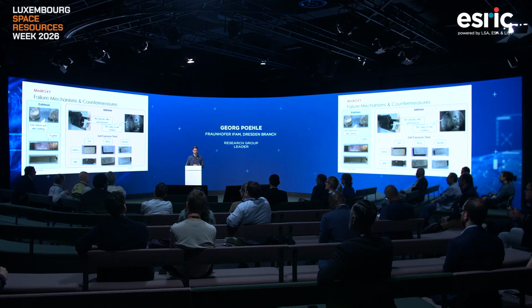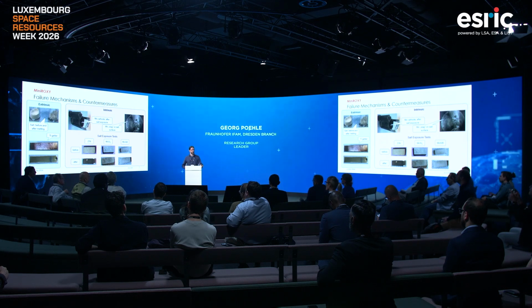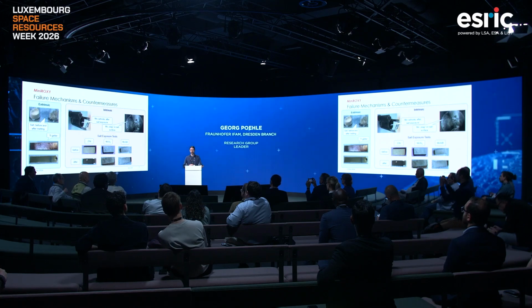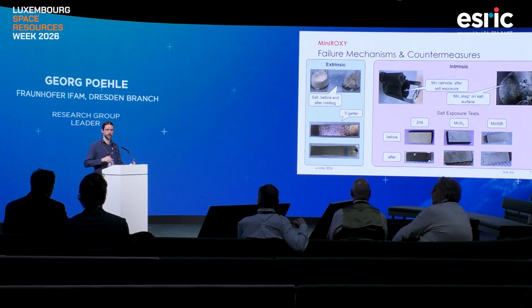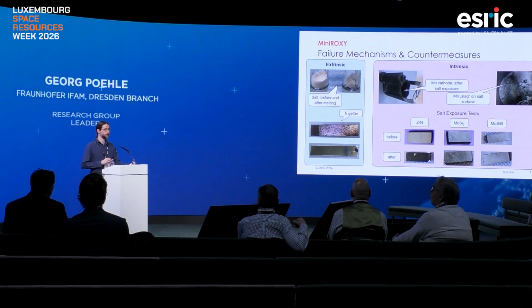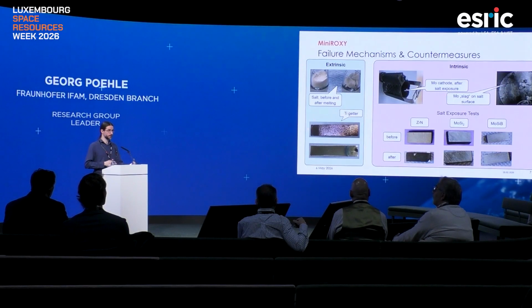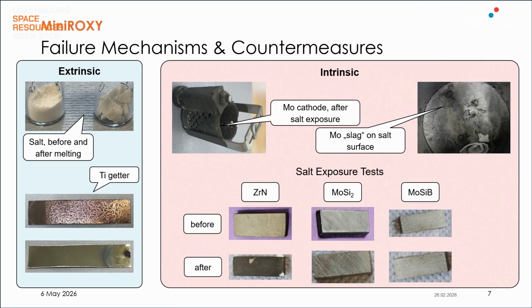Going a bit deeper into some tests, here are some failure mechanisms and the countermeasures. So for the extrinsic ones, with appropriate pre-treatment of the electrolyte that we're using, we can reduce the level of residual moisture in there from almost 0.5 mass% to a level that's not detectable any longer in DSC TGA. And for oxygen, we can use things like solid-state getters, which can protect the cathode materials. This is shown on the left-hand side down. The upper picture is molybdenum sheet metal without getter protection, and the lower one is with getter protection.